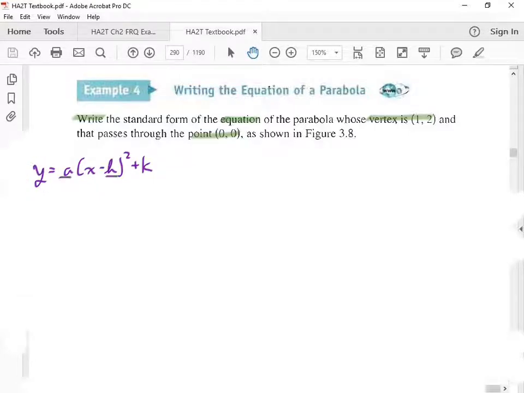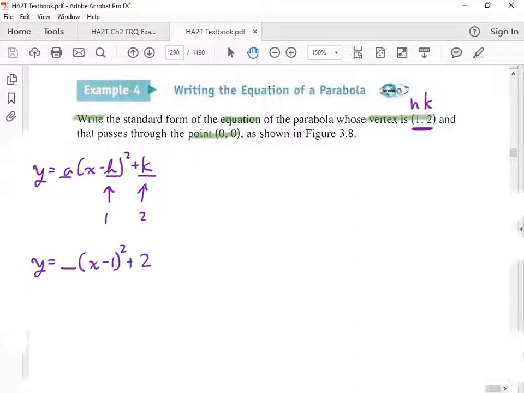So we need to have an a, an h, and a k. Do we know any of these? H and K. We know what h is and we know what k is. What is h? 1. H is 1 and k is 2. You see, this is h and k. It's your vertex, h, k. All right. So when I plug that in, this is what it looks like. It goes y equals, I'm going to leave a blank space for my a, and I have x minus 1 squared plus 2. Is everybody with me?